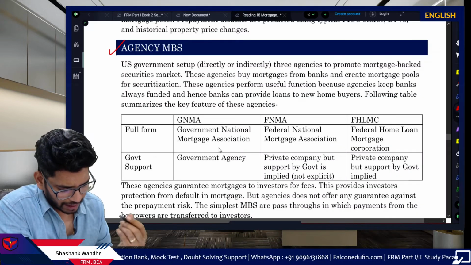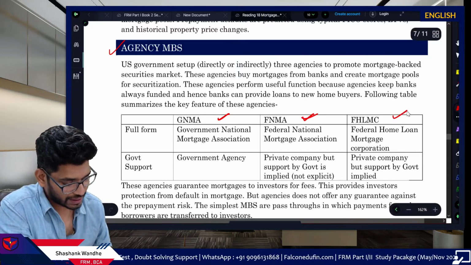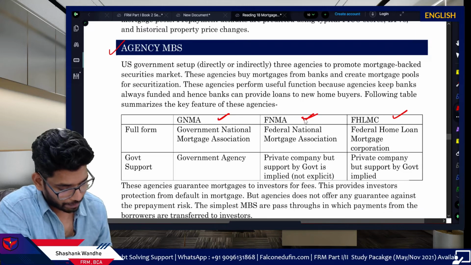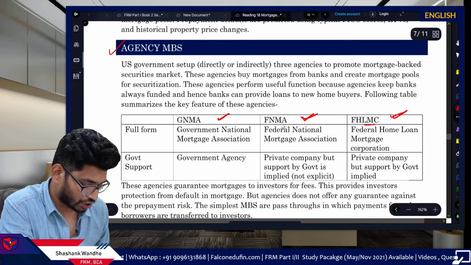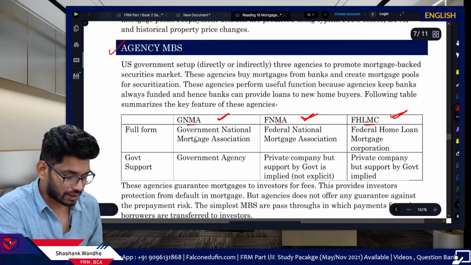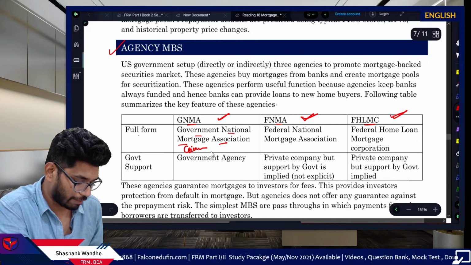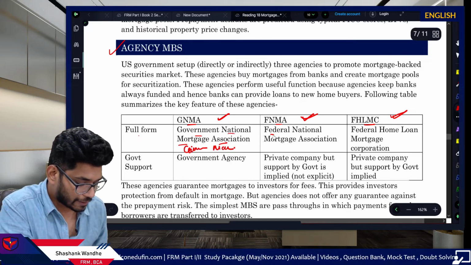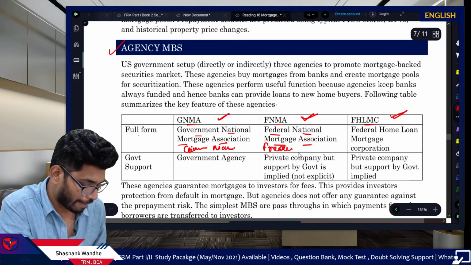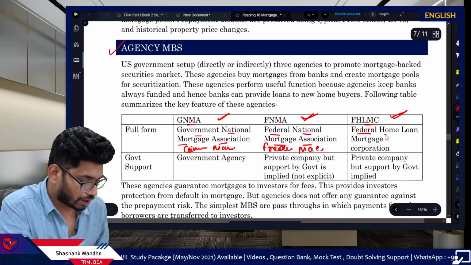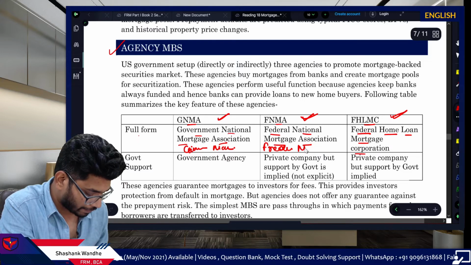So this particular government, the Fed, created 3 agencies or supported 3 agencies. So first is the GNMA, FNMA, and FHLMC. Okay, so full form is Government National Mortgage Association, also known as Ginnie Mae. Second is Federal National Mortgage Association, also known as Fannie Mae. Federal Home Loan Mortgage Corporation, Freddie Mac.